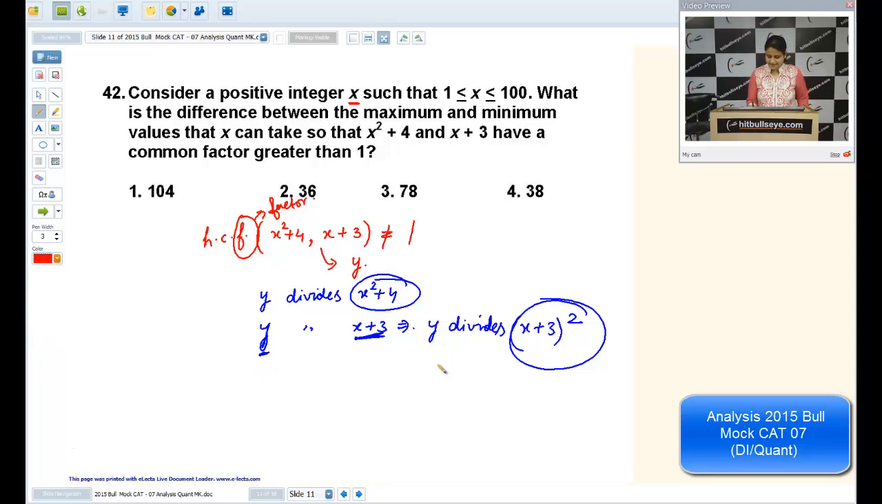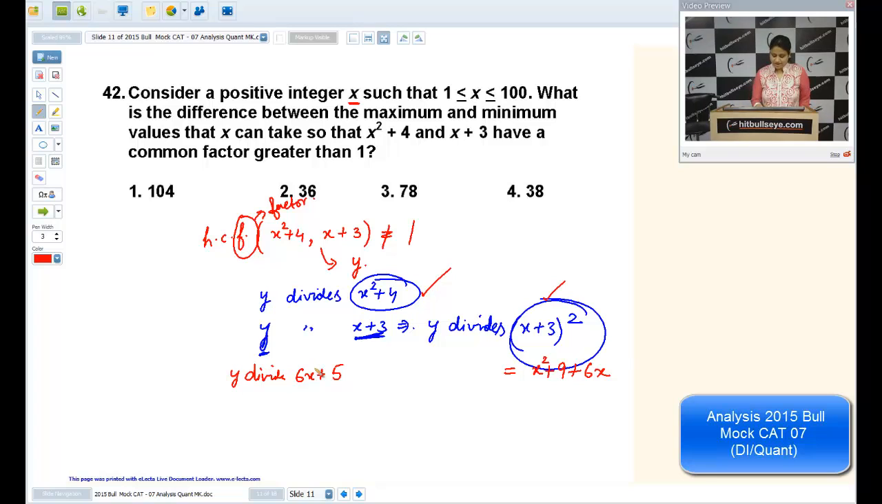Now, y is dividing x square plus 4 and x plus 3 whole square. What is x plus 3 whole square? This is x square plus 9 plus 6x. If y is dividing both these expressions, y will definitely divide the subtraction of these two. So what is the subtraction of these two? It will be 6x plus 5. It means y will divide this as well.